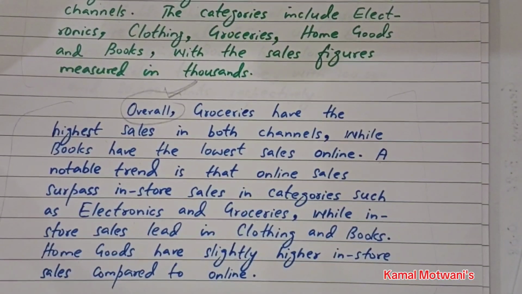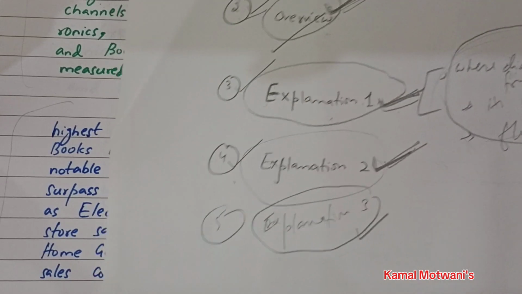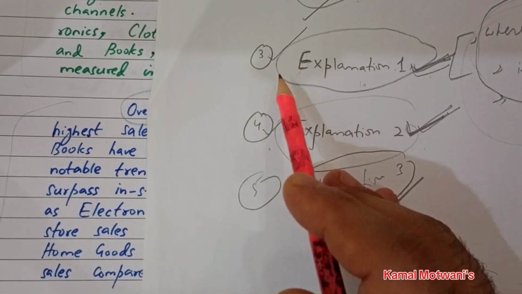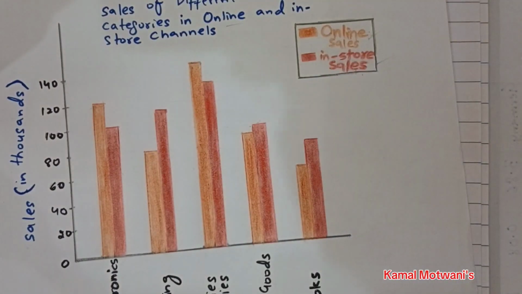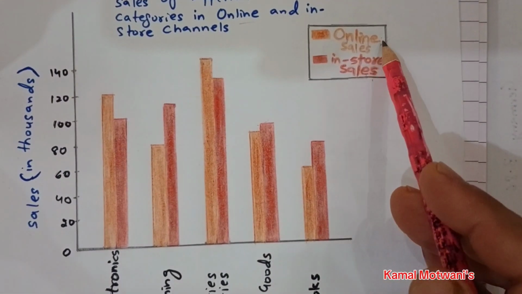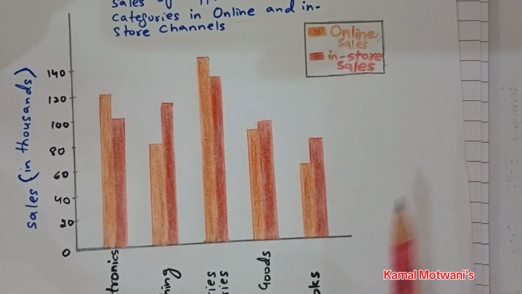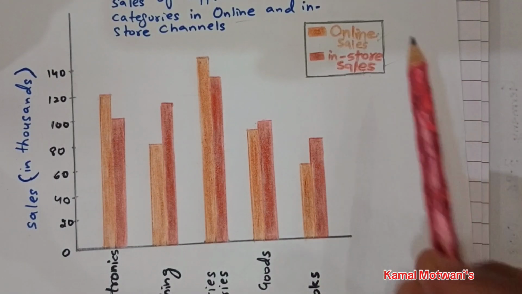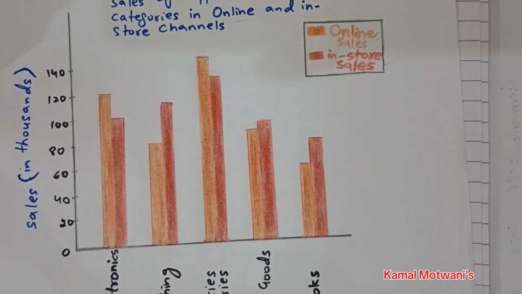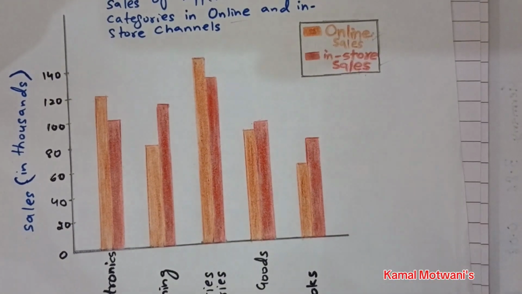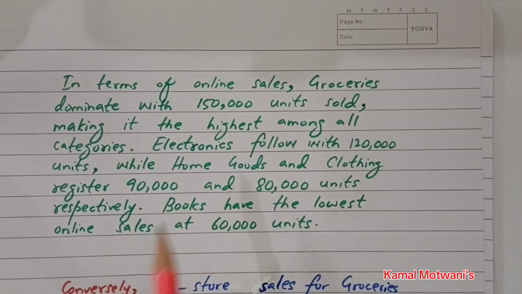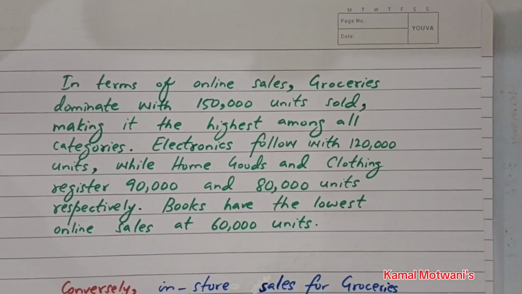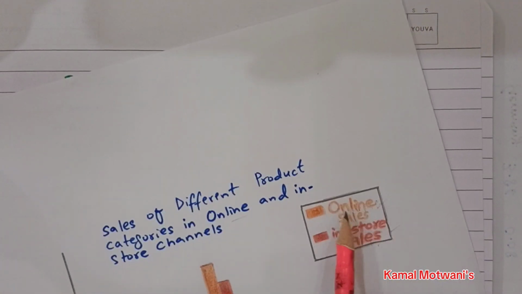Let's move ahead. Now we will write explanation 1 in the third paragraph. So here we have two specifications. One is online sales, another is in stores. So the third paragraph will be pertaining to online sales and the fourth will be pertaining to in-store sales. Let's see how I have written. This is the third paragraph, which is pertaining to explanation 1, and the explanation 1 is regarding online sales.